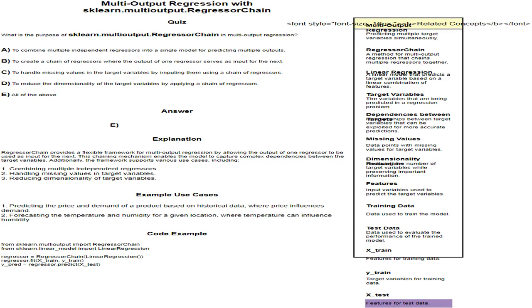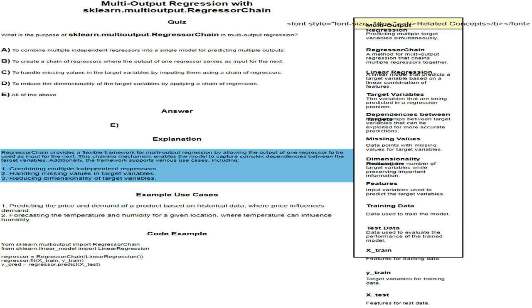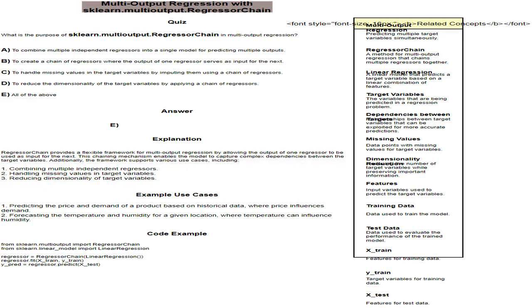Imagine we want to predict the temperature and humidity for a given location. We know that temperature can influence humidity. We have data on both temperature and humidity for past days: day 1, 25, 60; day 2, 28, 70; day 3, 32, 80; day 4, 20, 50; day 5, 22, 55.